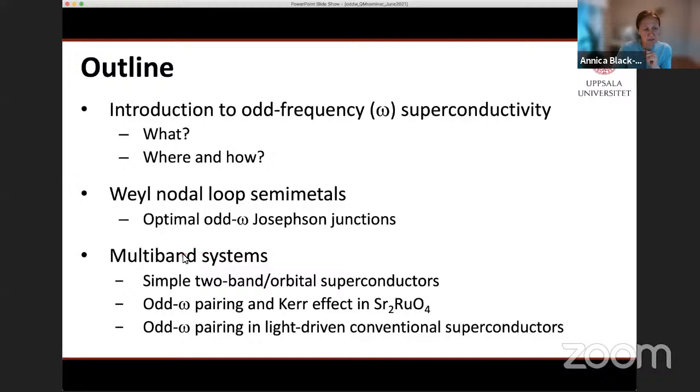And then I'm going to spend the latter part of the talk on multiband systems, so systems that have multiple bands or orbitals close to the Fermi level, and show that you can directly link the odd frequency pairing to the Kerr effect in the Strontium Ruthenate superconductor. And it could even appear in conventional superconductors if you drive them with light. Feel free to interrupt me with questions during the talk. Okay, so let's get going on the introduction.